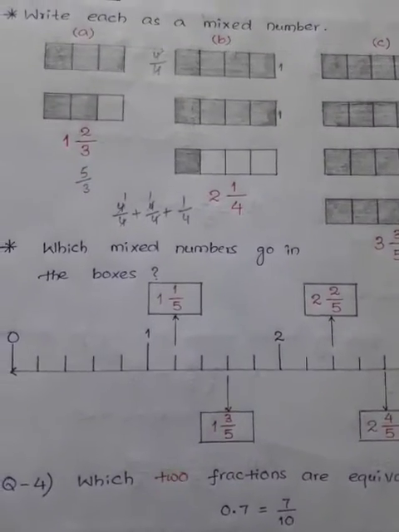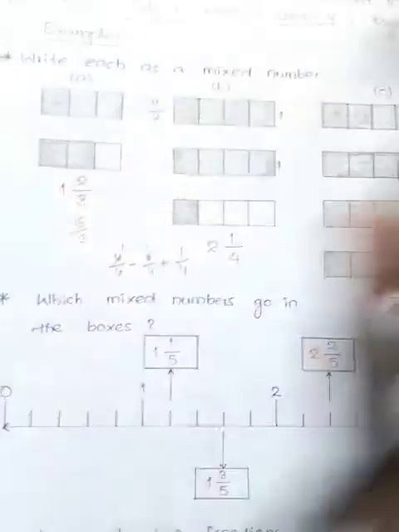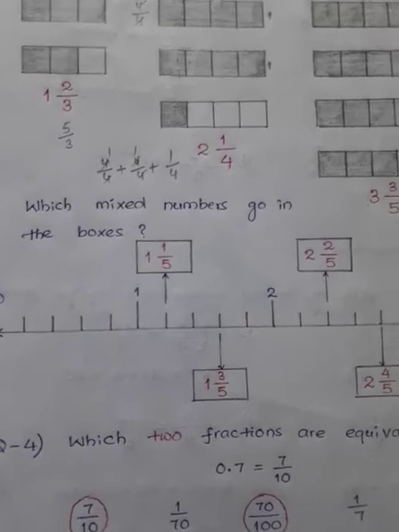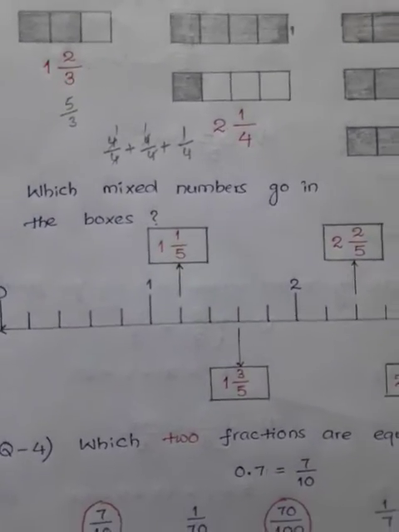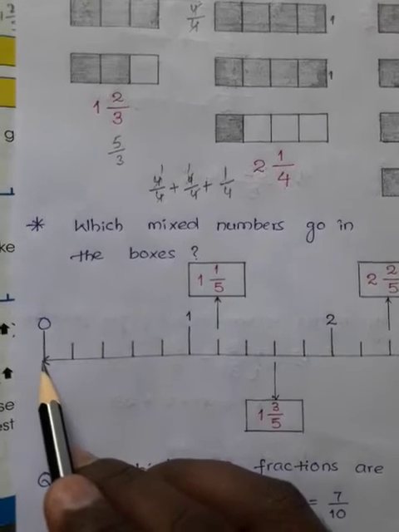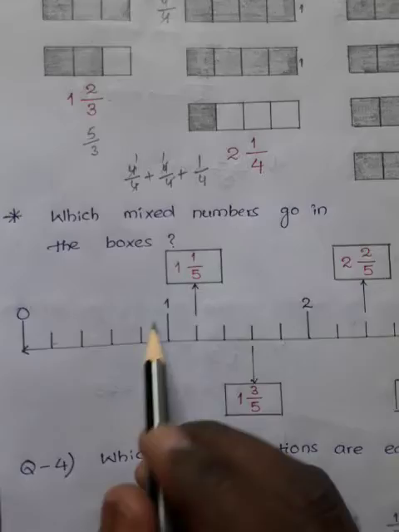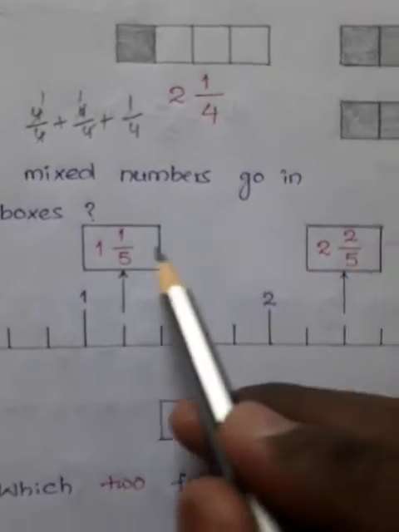Now one more example. Which mixed number goes in the boxes? Here we looked at the picture and wrote the mixed number. Now here we look at the number line and we have to write the mixed number. So how to write? First of all, check from 0 to 1. How many gaps are there? This is the first thing. Wherever you start, the point should be 0. You know that. So this is 1, 2, 3, 4, 5. The total gaps are 5, so that should be the denominator. The denominator is 5.